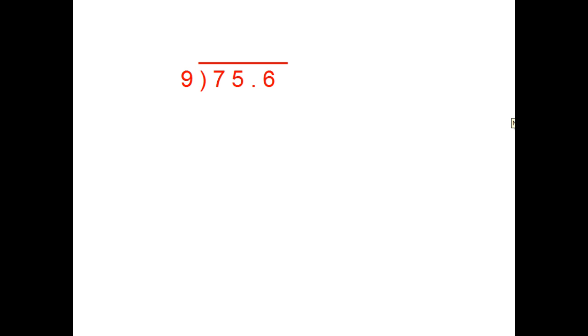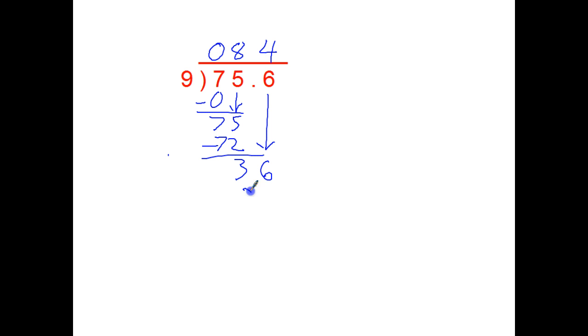75.6 divided by 9 goes into 7 no times. How many 9s in 75? 9 nines is 81, a little bit over. 9 times 8, 72. So I got a 3 when I subtract. Bring down my 6. 4 9s in 36. Put in my decimal point straight up there. 8.4.